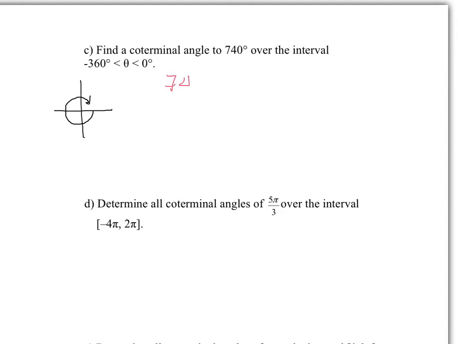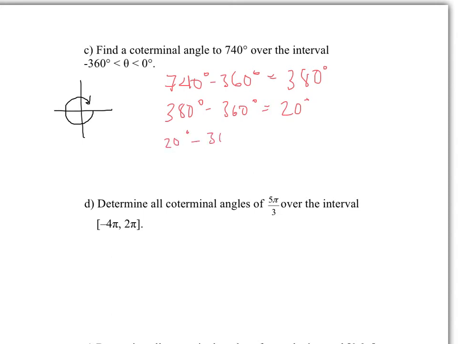So subtract 360 from 740, you get 380. Okay, not far enough, you need to subtract another one. So you do 380 minus 360, and you get 20 degrees. Notice that you're still not in that interval. You're still a positive value. So we're going to subtract it one more time.